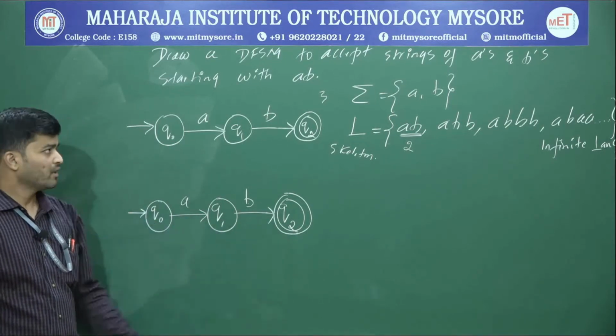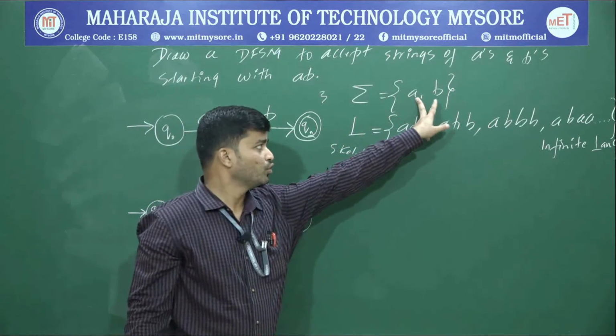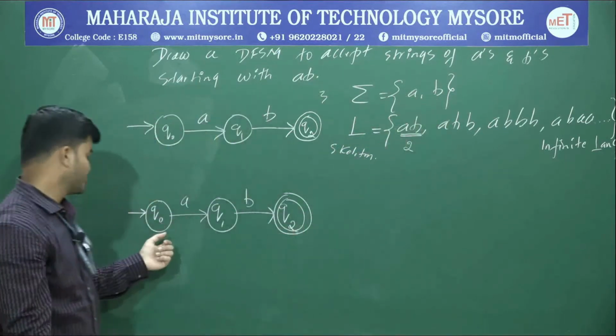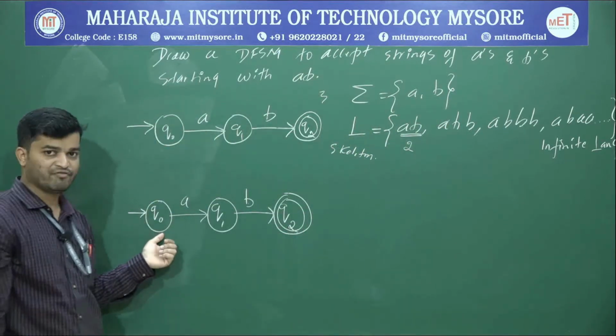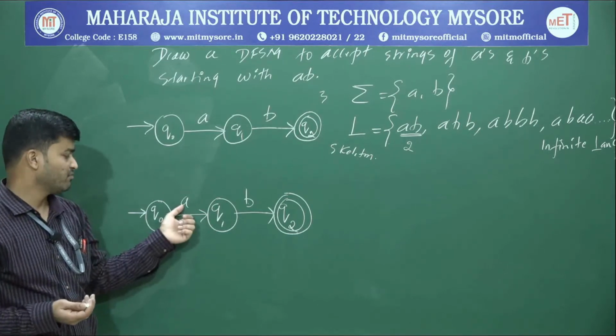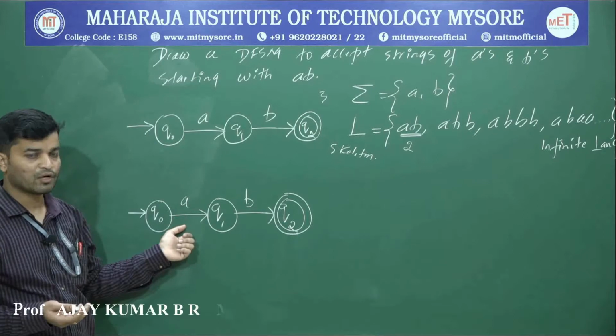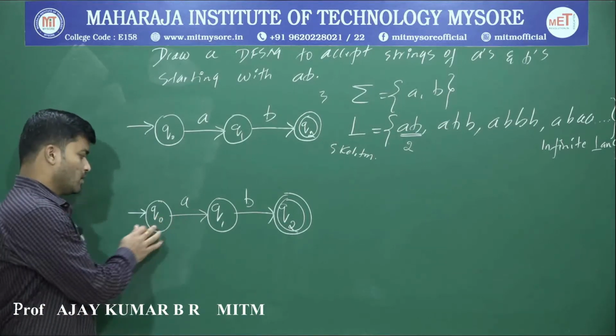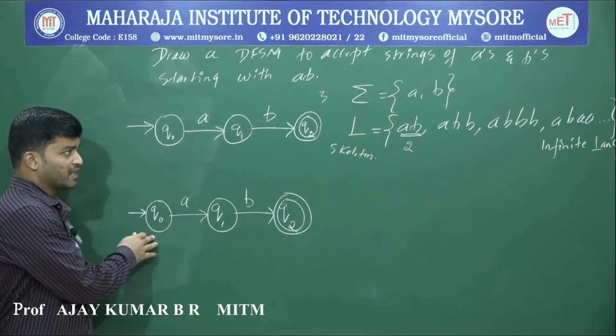Okay. So next, observe sigma. Sigma is 2. There should be 2 paths in a DFA. For every input, there should be a path in the DFA. So already there is a path for A. Now I have to build a path for B. So now from Q0, I have to build a path for B.